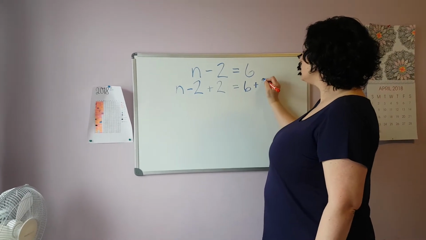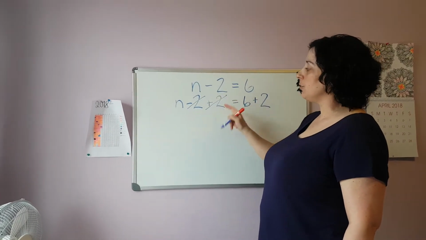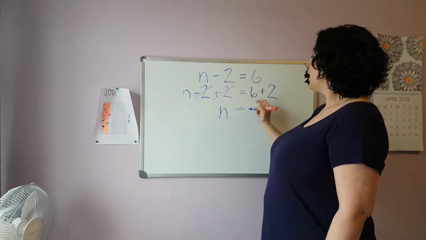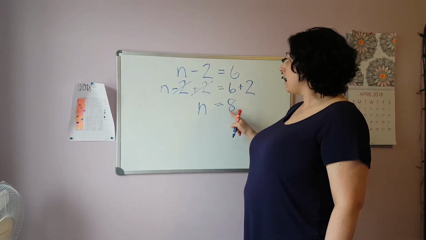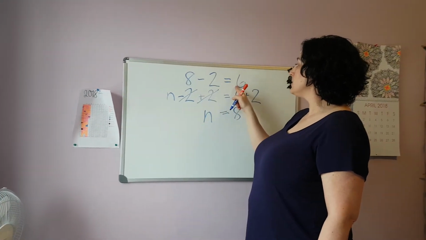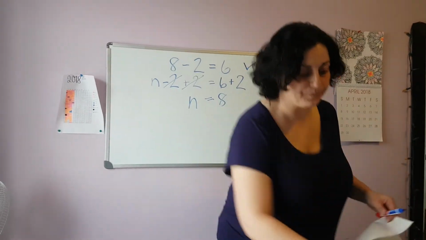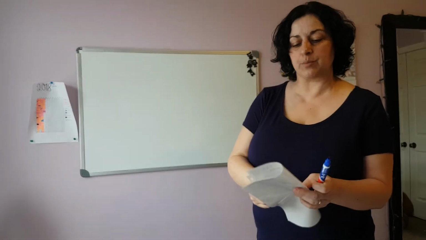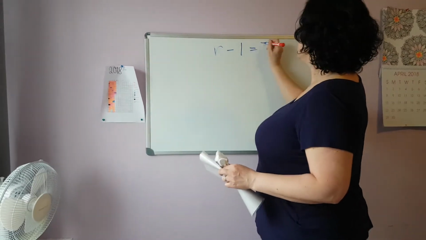So 6 plus 2 on the right side. Go back to my left. The minus 2 and the plus 2 are going to cancel each other out, leaving me only an n on the left side. I've got 6 plus 2 on the right, n equals 8. Does that make sense? If I take my 8 and I replace my variable with an 8, is 8 minus 2 6? That's right. Let's have you guys try one. On your whiteboards, you guys are going to try this one for me. R minus 1 equals 7.